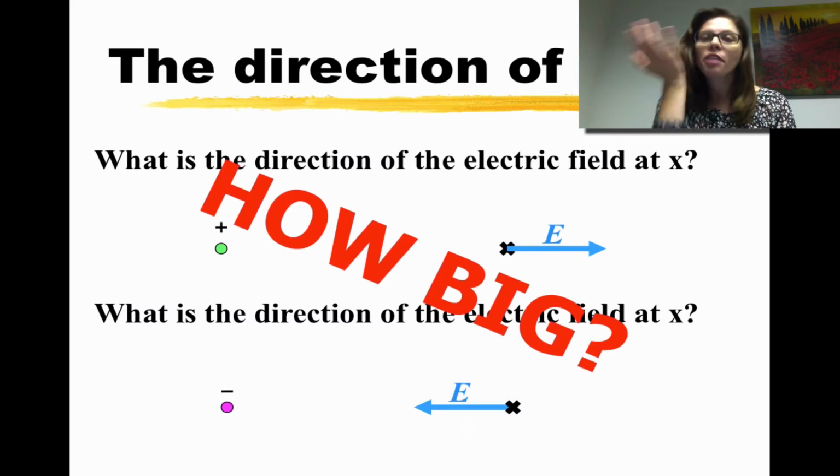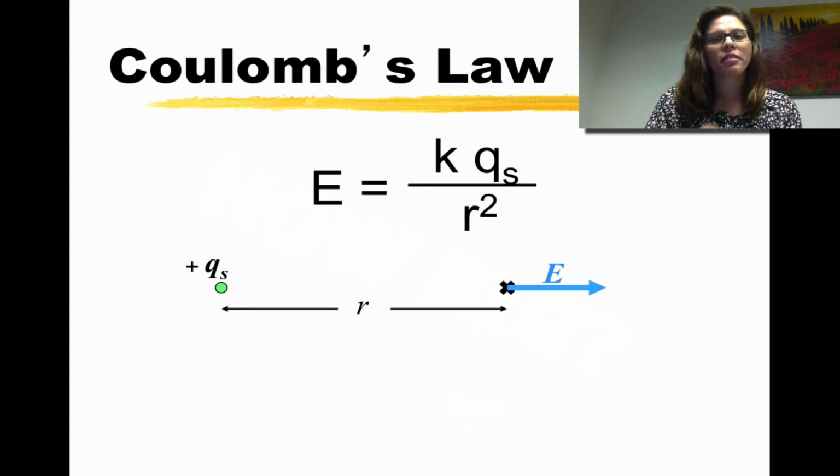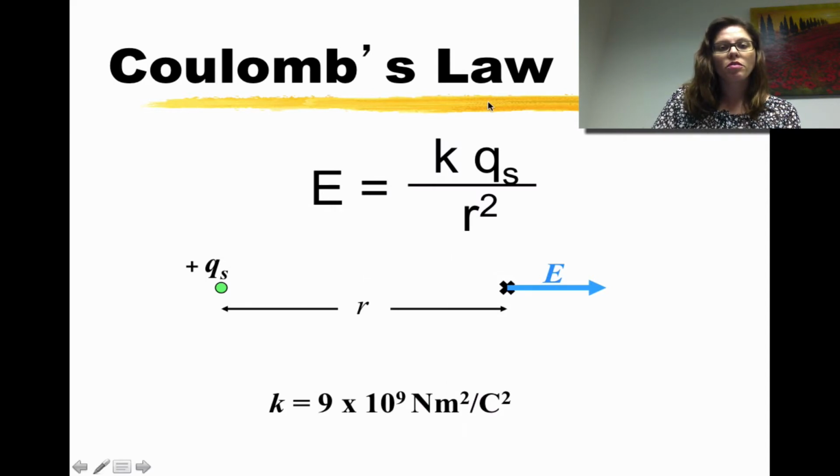How big? How do we calculate this, you might ask? Here's our equation: E equals K Q_S over R squared. S stands for the source charge. Test charges always reside on the point that we are concerned about finding the force. Source charges lie somewhere not on that point. This charge is providing the electric field in the space around it. So having a charged object affects the space around it. It can attract or repel other charges.